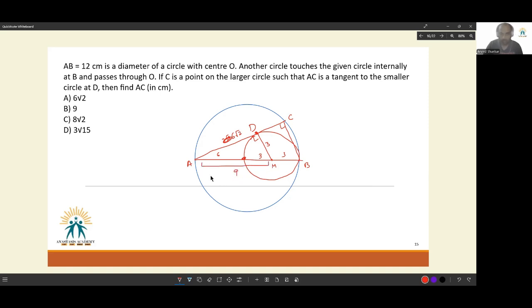Okay. Now, AB is 12. 3 is to 4. So, AM by AB has to be in the same ratio as AD by AC. AM I know to be 9, AB I know to be 12, AD I know to be 6 root 2. So, AC, this is 3, this is 4, this and this cancels. So, we get AC as 8 root 2, or option C will be the right answer.